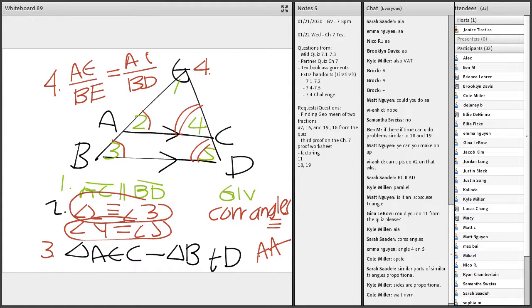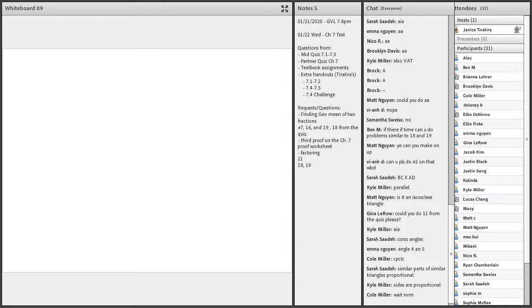Yep. Okay. All right. So that's kind of prefacing for your proofs tomorrow. Just make sure you use the definitions, you use the givens, you use alternate interior angles, corresponding angles, etc. And then angle, side, or side. Okay, let me do 11 from the quiz, and I'll make up some new ones of 18 and 19 and go from there.